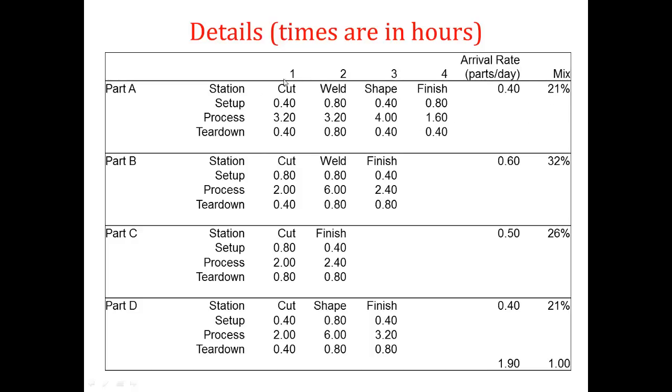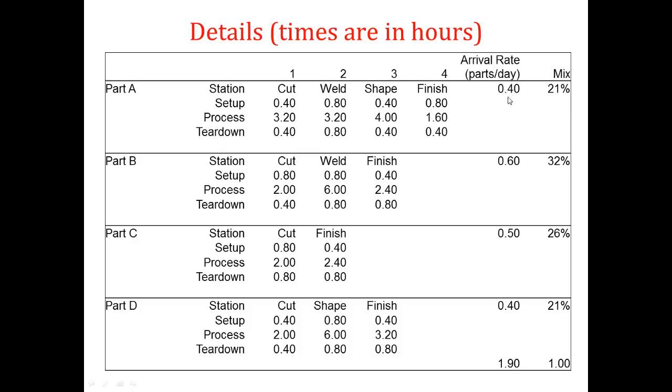So for example, the cut operation, the average setup time is 0.4 hours, the average processing time is 3.2 hours, and the average teardown time is 0.4 hours. And we have that same information for each one of the processing steps. And so as I said, these represent the average time for each one of the operations.